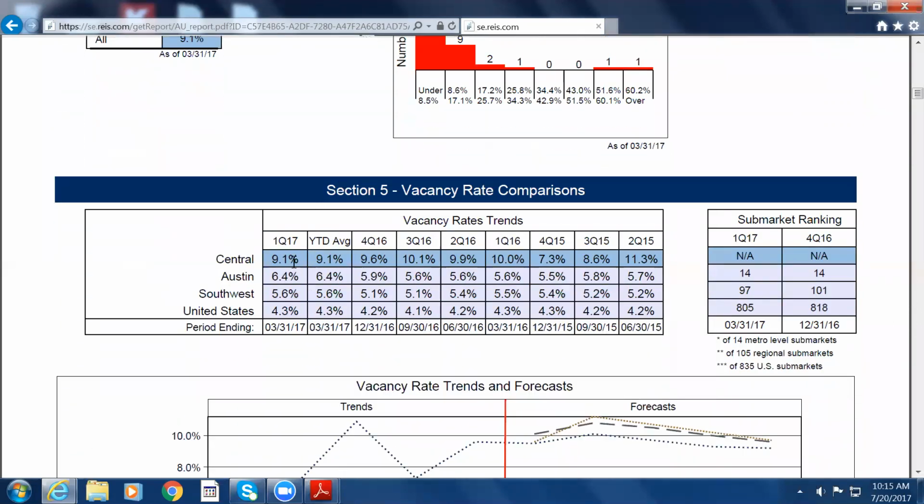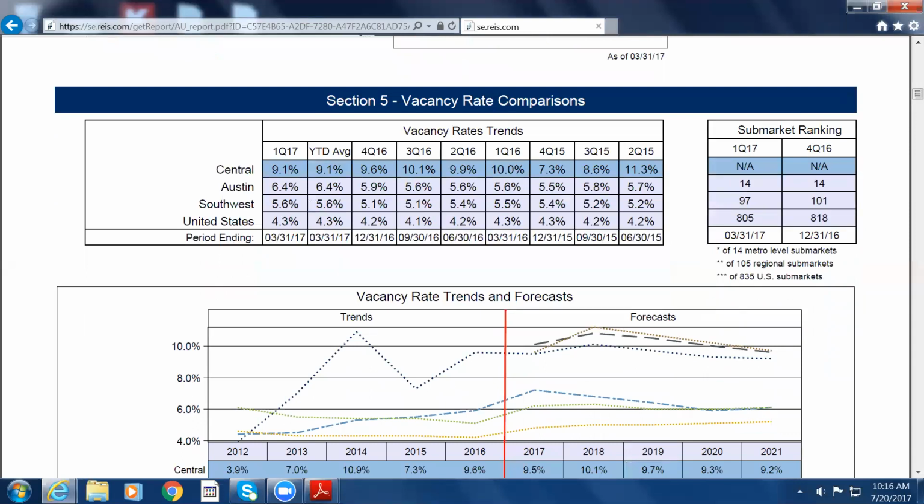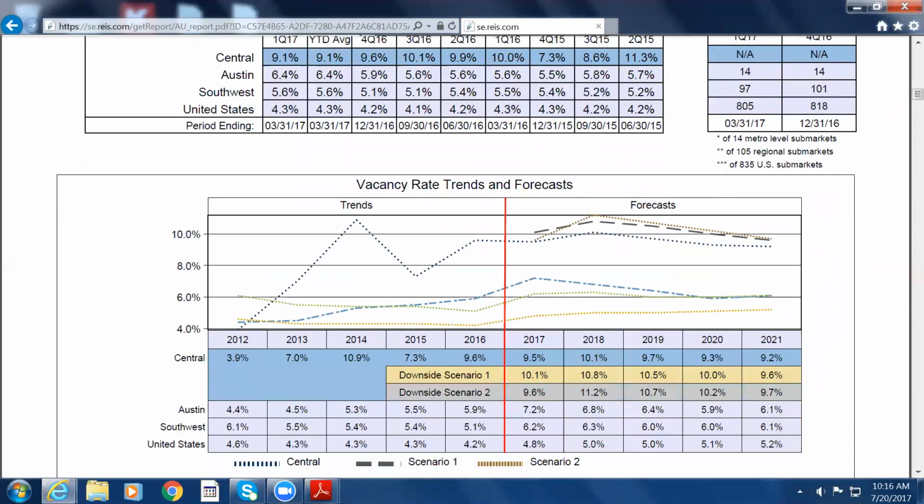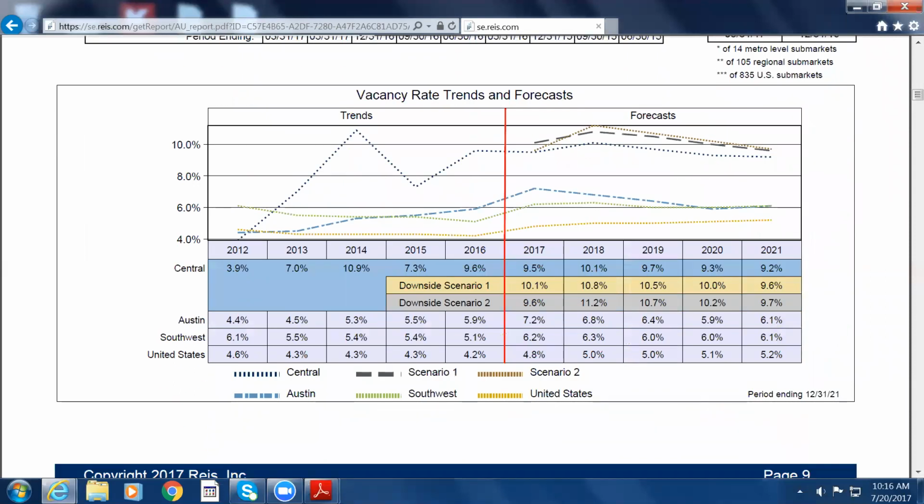Right below that, seems like vacancies are actually a little bit higher overall than if we look at Austin in general. And the same methodology here, providing you with a submarket ranking as well as a chart. It actually seems like we project that vacancy rate to just go down over the next couple of years.